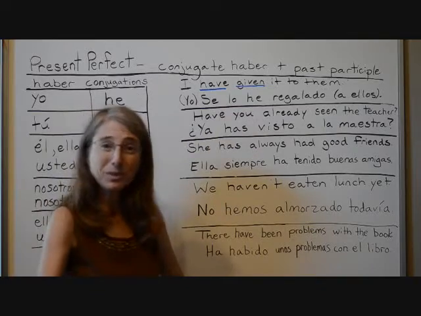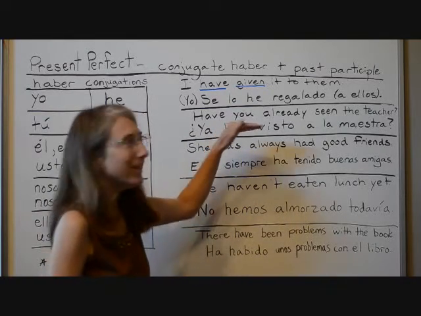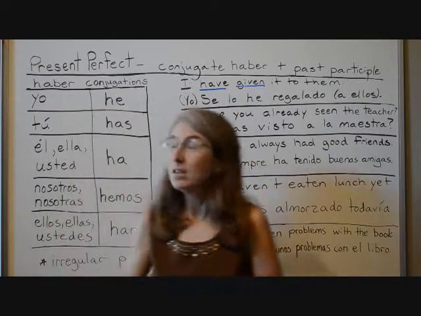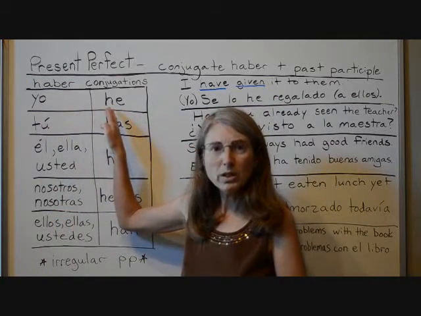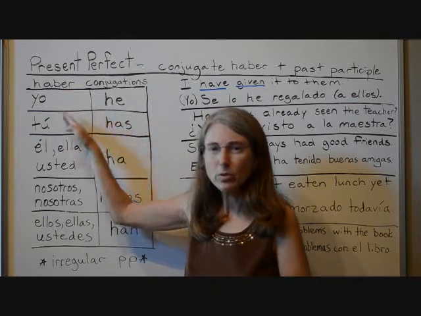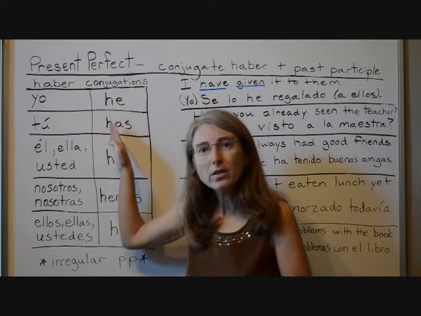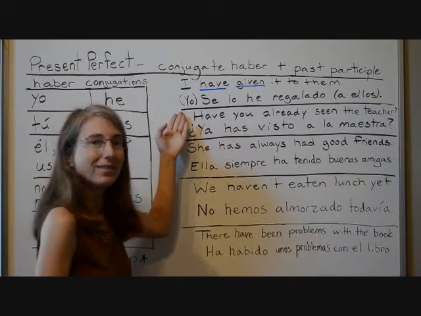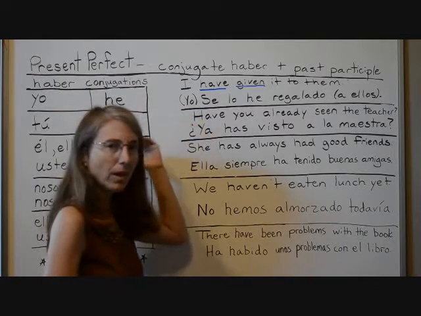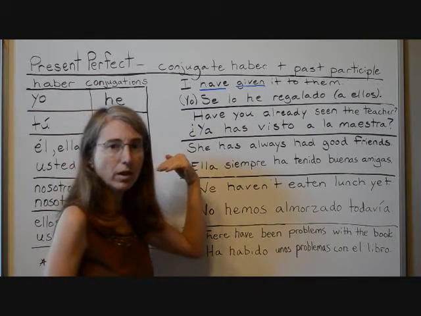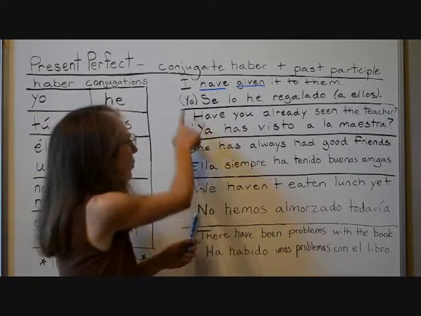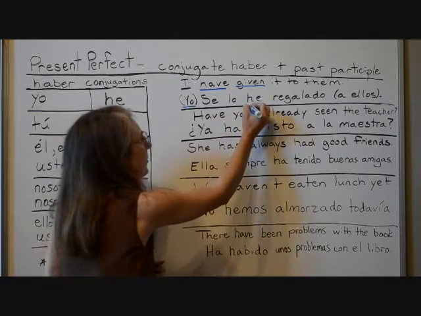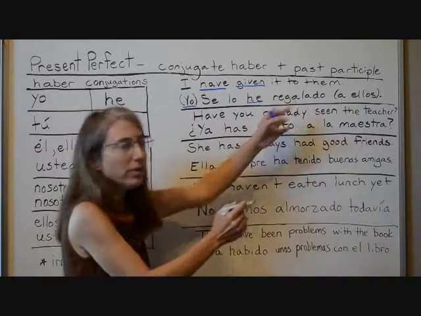So let's put this sentence into Spanish. I have given it to them. Now, in Spanish, he is only used with yo. So we can leave off the yo if we want to. So the yo at the beginning of the sentence is optional. And we're going to use he to describe I have. Yo he regalado, given.